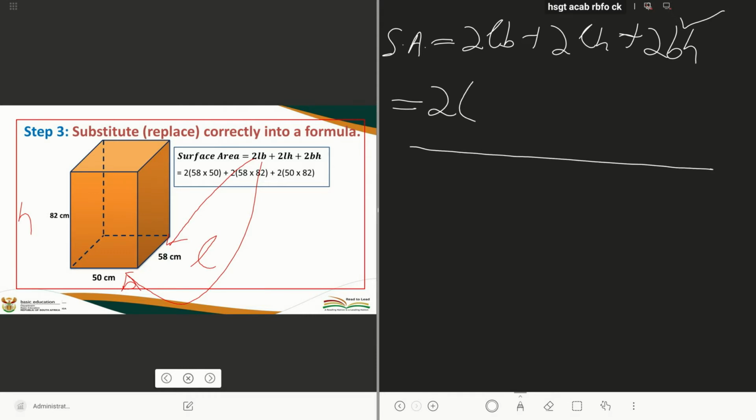When you substitute, do not take the 58 and substitute it with the height and put 50 multiplied by 50 instead of 58 multiplied by 50. Already, the substitution is incorrect.